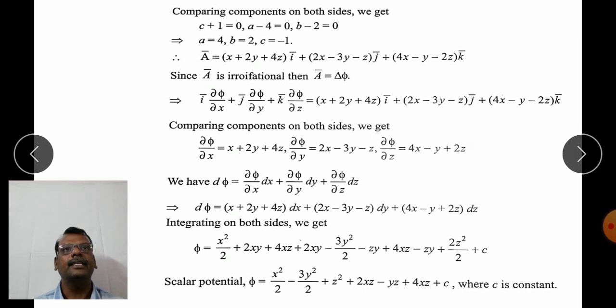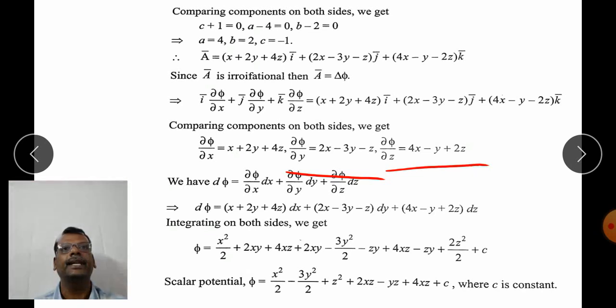Here, A bar is irrotational, therefore A bar is equal to del φ. Therefore, you can easily find out its scalar potential. Therefore, i ∂φ/∂x plus j ∂φ/∂y plus k ∂φ/∂z is equal to f1 i bar plus f2 j bar plus f3 k bar, equating the like term coefficients on both sides. Therefore, ∂φ/∂x is equal to x plus 2y plus 4z, ∂φ/∂y is equal to 2x minus 3y minus z, ∂φ/∂z is equal to 4x minus y plus 2z.